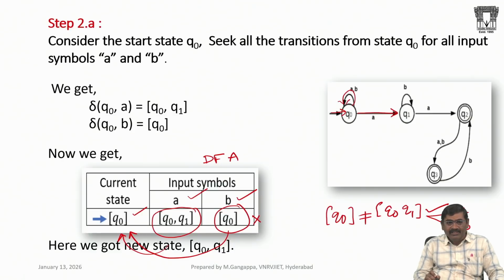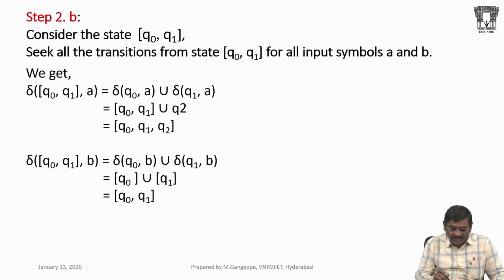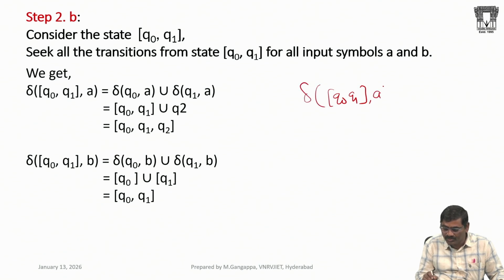It is better to take the diagram. Q0 on A. So here is Q0 Q1, the next state, right? New state. So we have to perform the transition Q0 Q1 on input A.